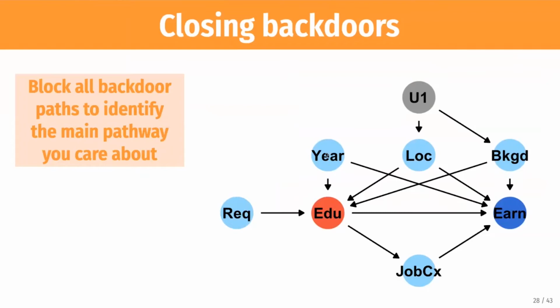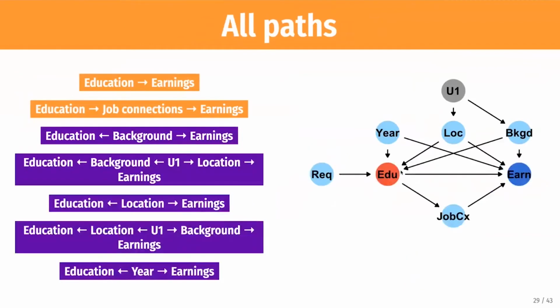Year causes education and earnings. Location causes both. Background causes both. So we need to adjust for all three of those things. Okay, we can actually write down all of the paths. This is something that Dagitty does for you, which is nice because this gets really tedious. If you write down all the paths between education and earnings, here they are. You'll notice these purple ones have backdoors. Background is a backdoor to education. Location is a backdoor. Year is a backdoor. So if you can control for just those three things, year, location, and background, according to this DAG, that is enough to isolate that relationship.